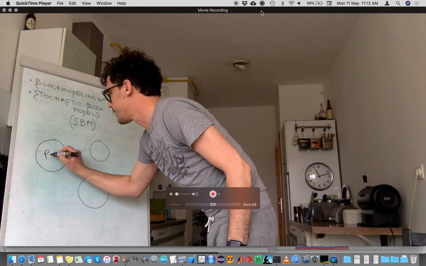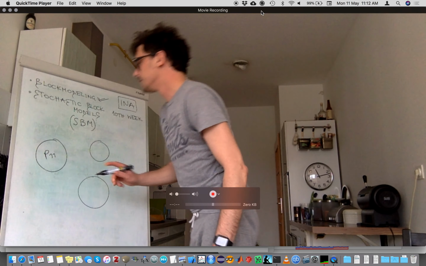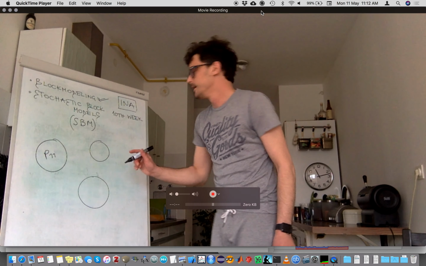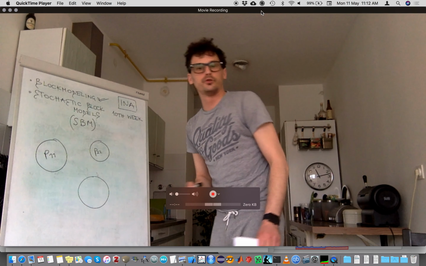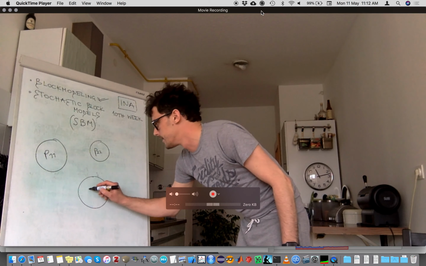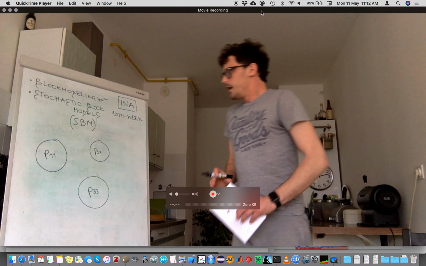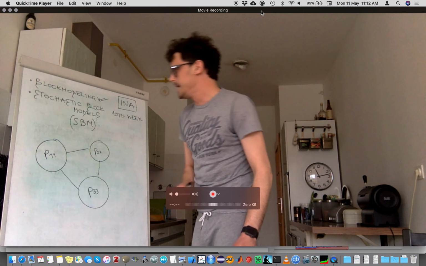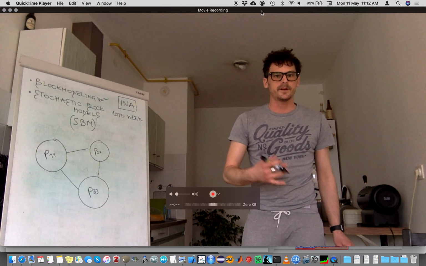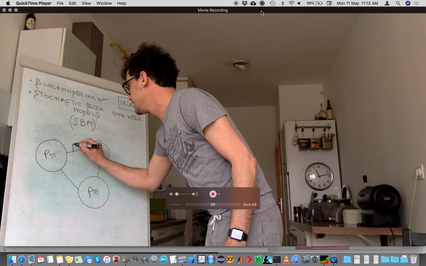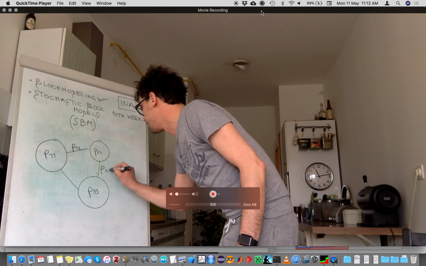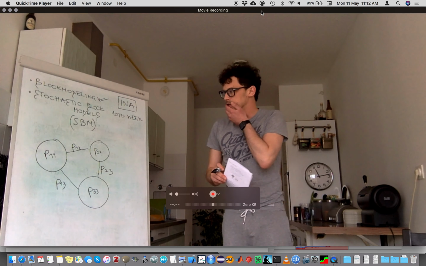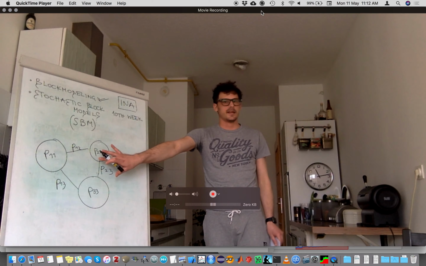So let P sub 1 denote the probability of a link between two nodes that are both in the first group. P sub 2, the probability for two nodes that are in the second group, and similarly P sub 3. Now what we are left with is to define the probabilities of links between the nodes that are in different groups, and I will denote them with P sub 1,2, P sub 2,3, and P sub 1,3, as you can see on the blackboard. And this is basically our model.